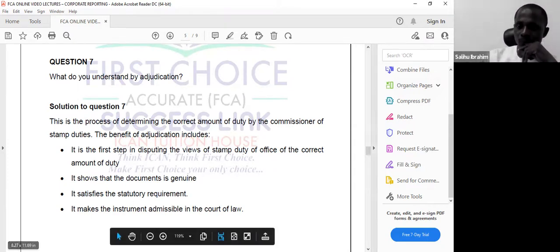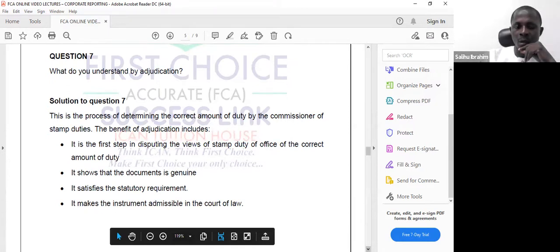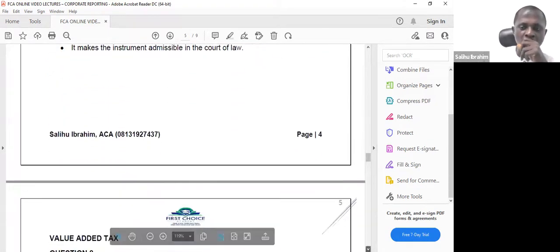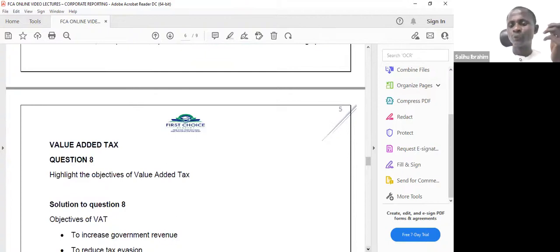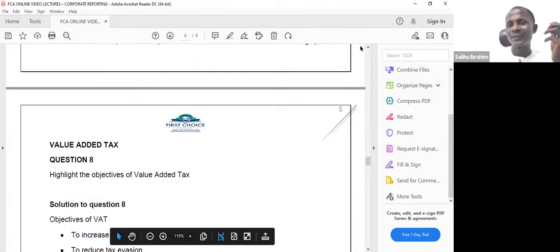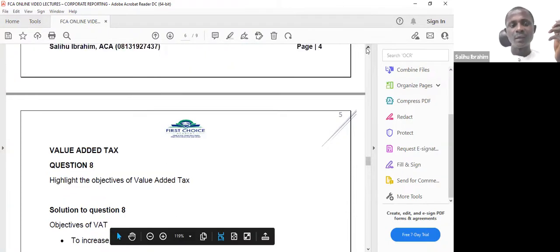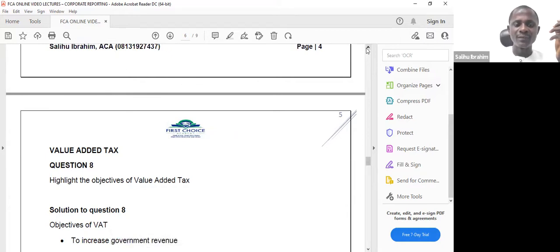Okay. So that's the end of stamp duty. It's as simple as that.